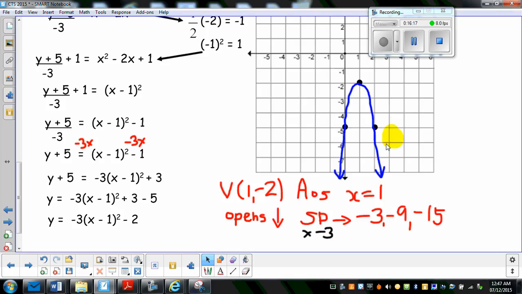And then over 1, down 9, I'm way off the graph. So I don't have to plot that point. I just go over 1 and down 3 on the other side. And then I sketch my parabola through the points that I have there. Okay.